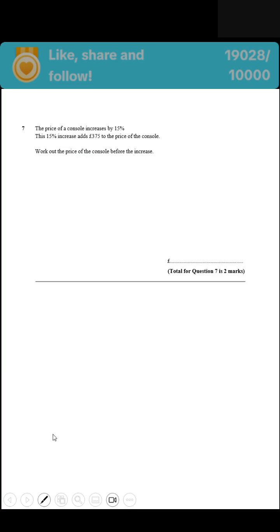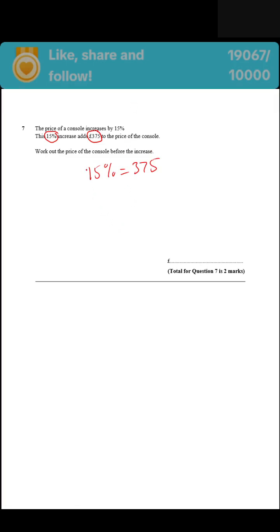So on to our next question. The price of a console increases by 15%. This 15% increase adds £375 to the price of the console. Work out the price of the console before the increase. We're given 2 bits of data here: what 15% is equal to in terms of percentage and in terms of money. So we can say that 15% is equal to 375.